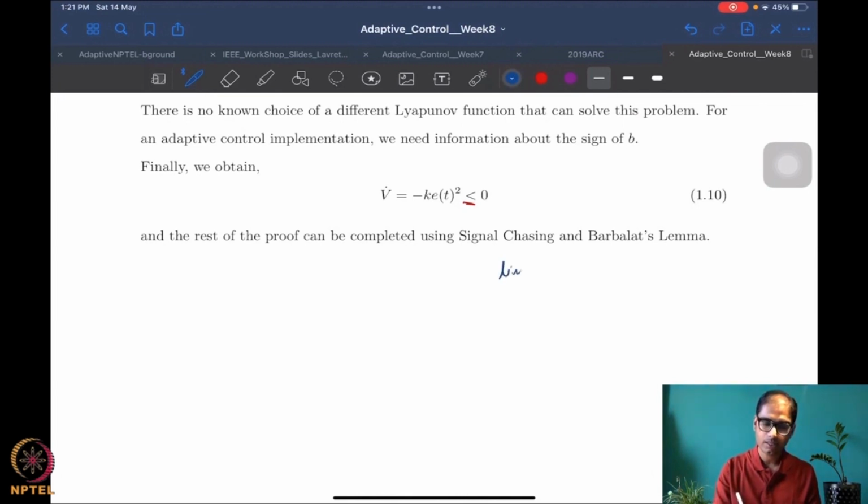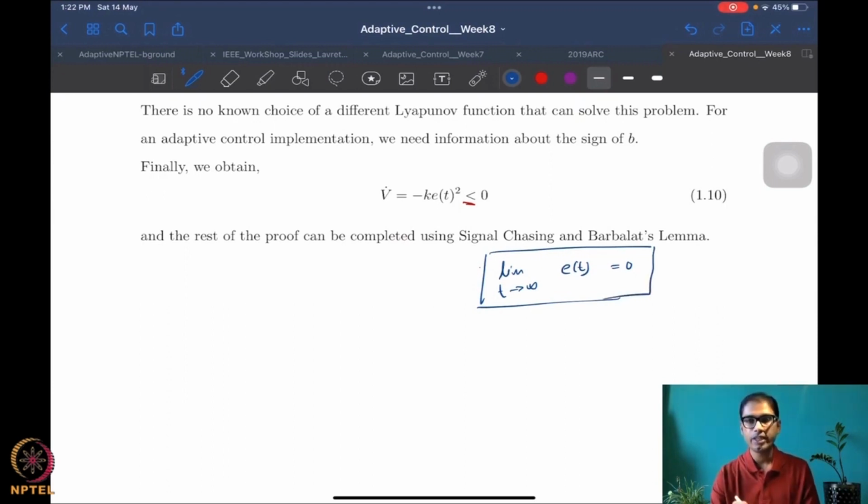In fact, you can show that limit as t goes to infinity, e of t is 0. The steps are standard. You will just show that V is integrable. First, you obviously have stability. From here, I have, of course, uniform stability in the sense of Lyapunov, no problem. Beyond that, I will be able to show that e is bounded, that is L infinity. I can show that V is integrable because it is non-increasing and lower bounded, and therefore e is an L2 signal when I integrate both sides. So I obtain that e is both L infinity and L2, and then e dot is also L infinity, can be easily shown, and therefore by Barbalat's lemma's corollary, you will be able to claim that e goes to 0.